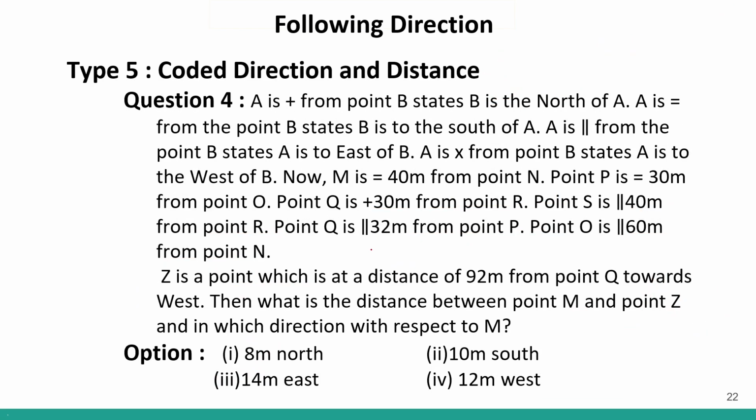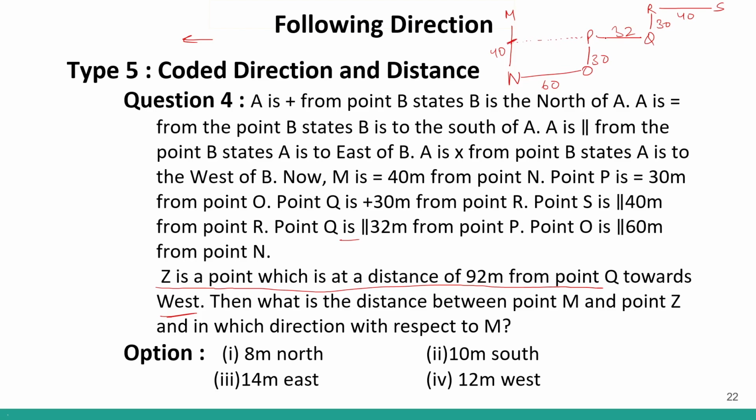Now, same information, different question. So let us draw the diagram. From P we go to which point? From P we go to Q. This was the diagram. Now, it is given to us that Z is a point which is at a distance of 92 meter from Q towards west. So towards west will be this side. From Q, if I have to move 92 meter, let's draw it over here.